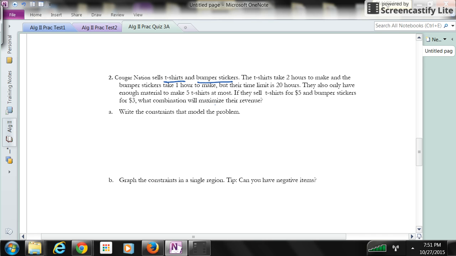So let's talk about what I don't know, what I'm constrained by. Notice I'm constrained first by time and next by material. My time constraint is 20 hours and my material constraint is less than or equal to 5 shirts at most. Okay, but what are those somethings?